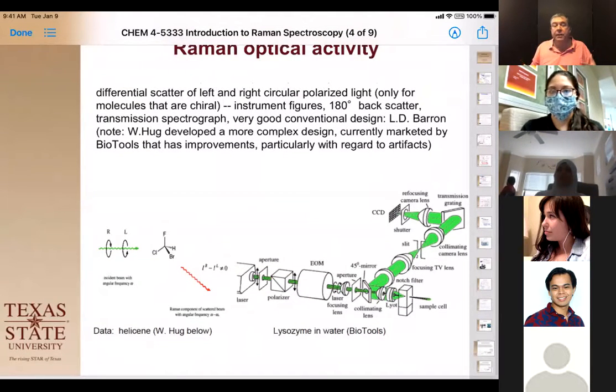So again, it's just an introduction. The basics are: excite with a laser and then look for your Raman active sections in the IR.